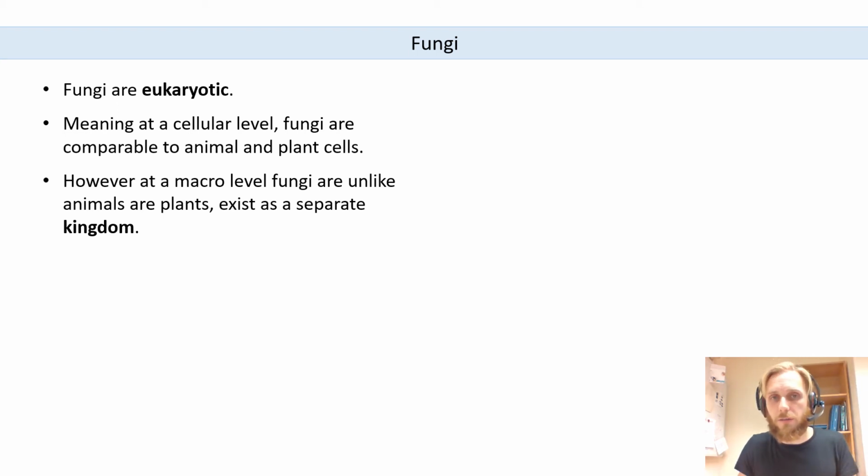You may know this already. I'm sure you're aware of multicellular fungi. Mushrooms are multicellular fungi. Single-cellular fungi, the best example is yeast. So the yeasts that we use in food production, these are single-cellular fungi.